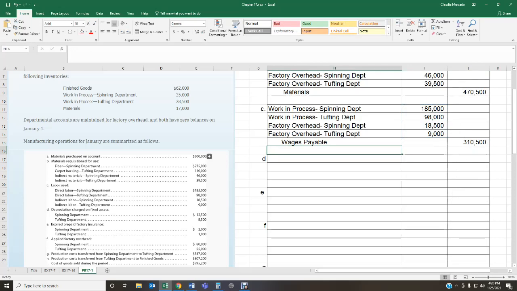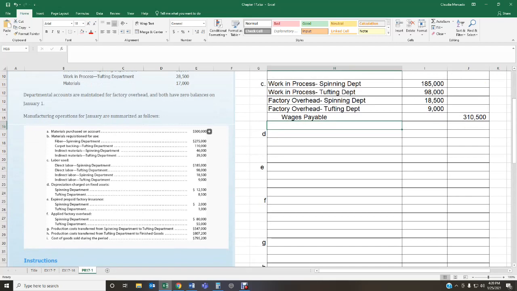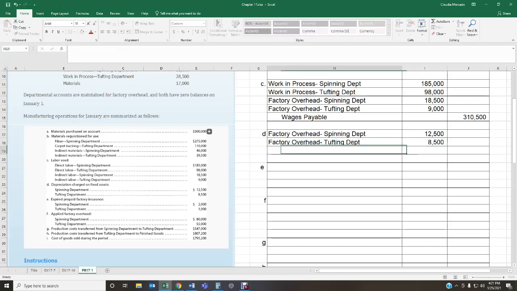Okay. Letter D, depreciation charged on fixed assets. So we have equipment that we use, it's being depreciated. We have equipment in the spinning department and in the tufting department, and both of it is being depreciated. Depreciation of equipment goes into factory overhead. So anytime you have depreciation, we're going to debit factory overhead. Just make sure that you debit the correct department. The first one's the spinning department for $12,500. The second one is the factory overhead for the tufting department of $8,500.